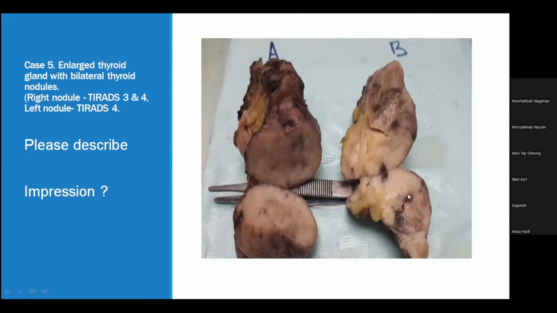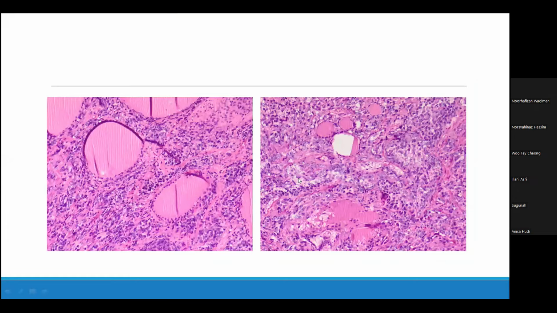So this is the finding. My first thought when I saw this, because the FNAC was suggestive of poorly differentiated carcinoma. The first time I saw it, I was a bit confused with this case. It looks like poorly differentiated carcinoma, I agree, but something really made me unhappy, because the cells are going in between the follicles. You can see the follicles are intact here.